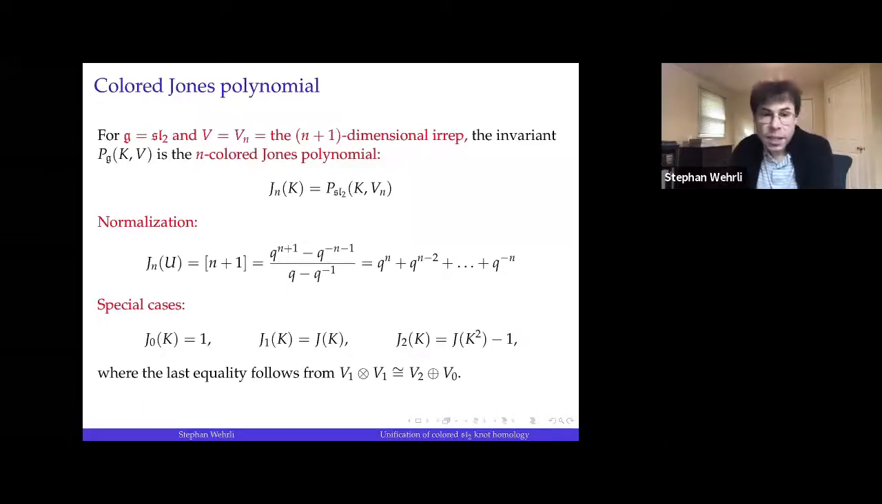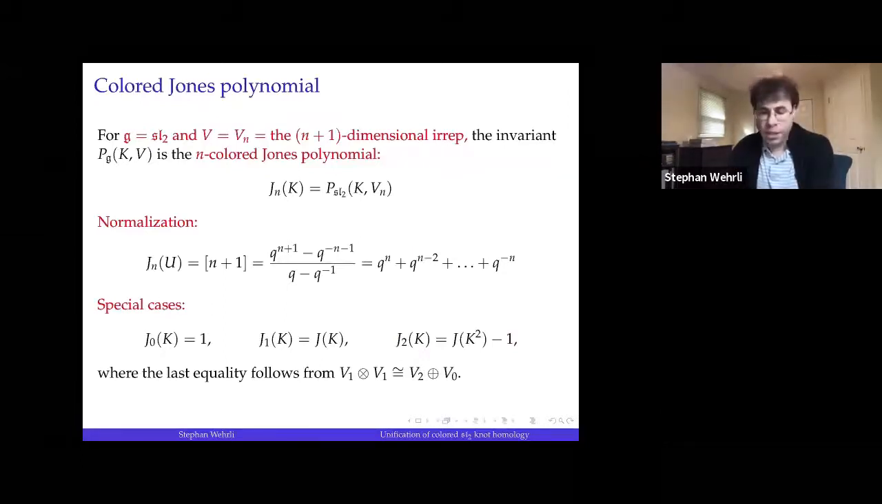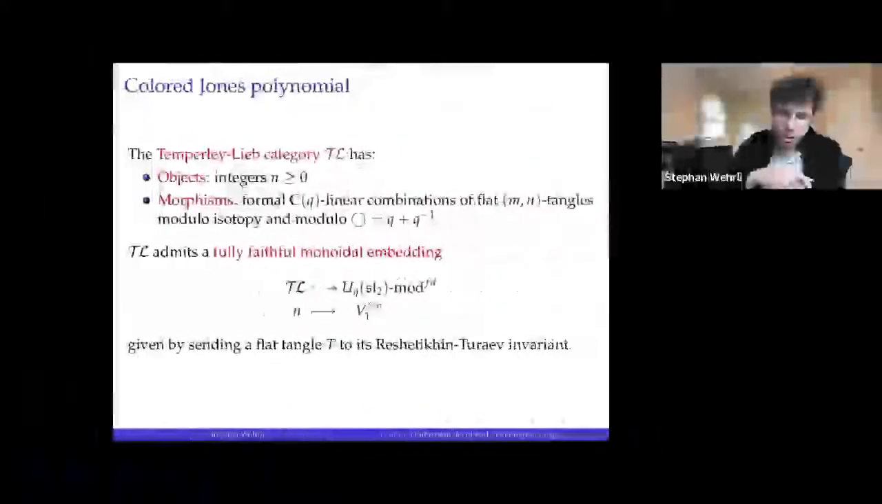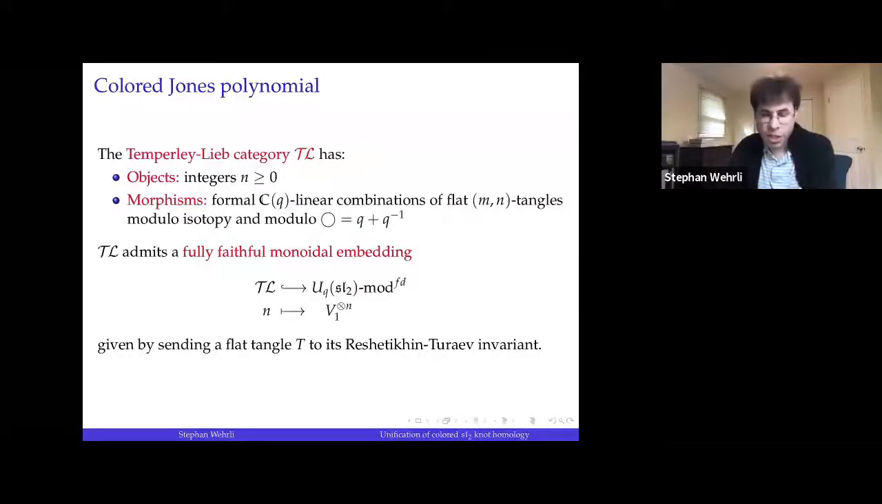And the colored Jones polynomial can, of course, also be described in terms of the Temperley-Lieb category or in terms of Jones-Wenzl projectors. So recall that the Temperley-Lieb category is a linear category.